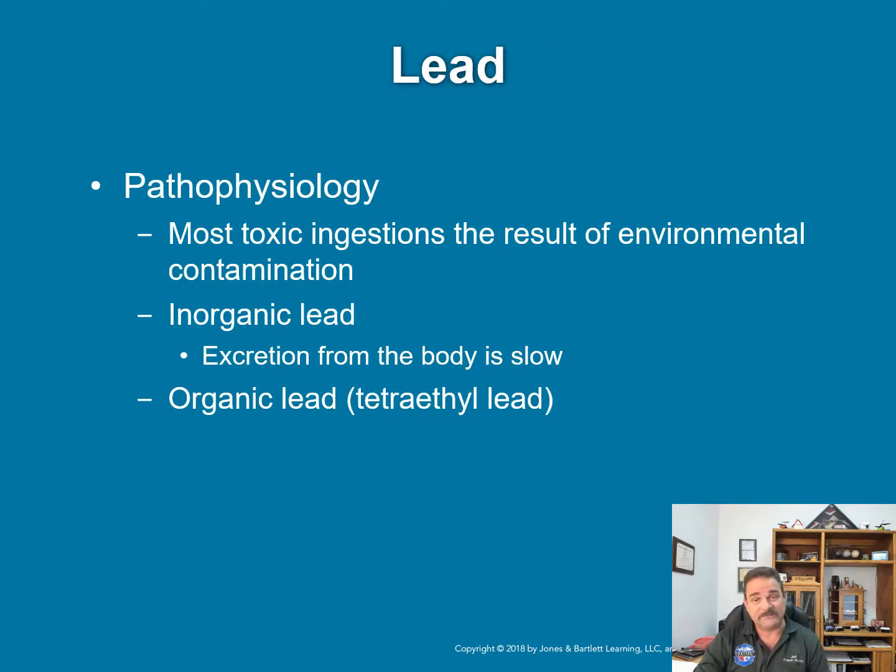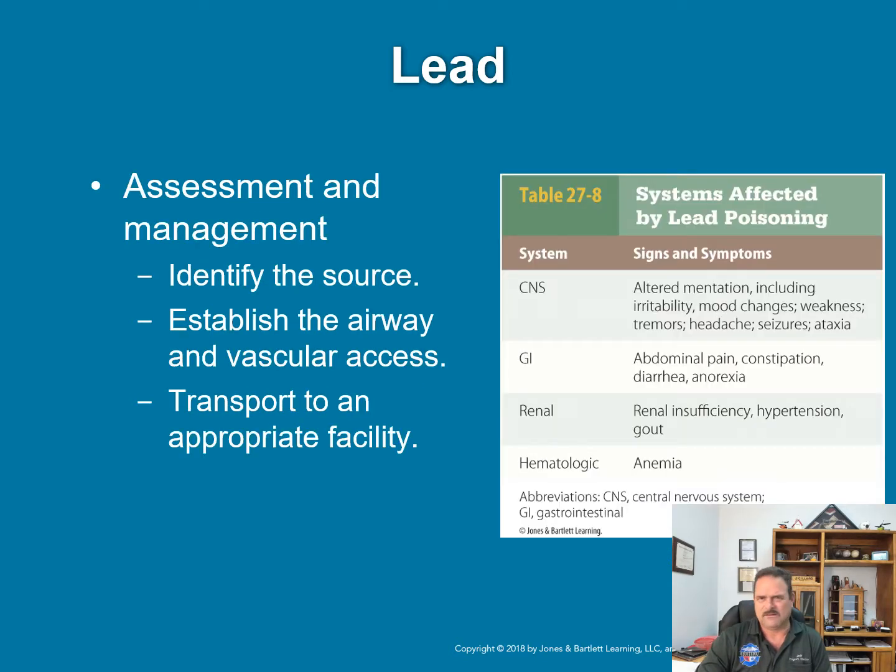Lead results from environmental contamination. Inorganic lead is excreted from the body very, very slowly. Organic lead is tetraethyl lead. It's usually found in paint and that kind of thing. We really don't see a whole lot of that in patients who do ingest lead. There are very vague and non-specific symptoms that go along with it. There you go, 27-8, symptoms affected by lead poisoning.